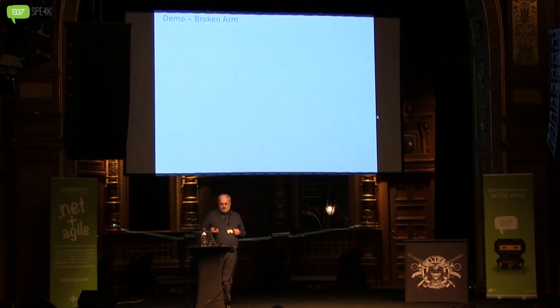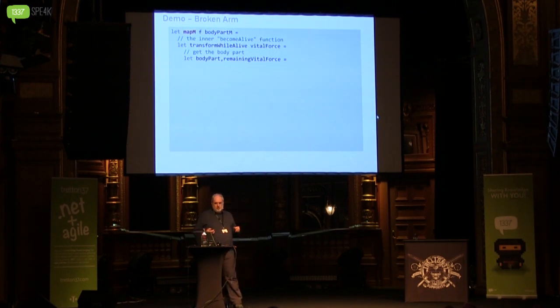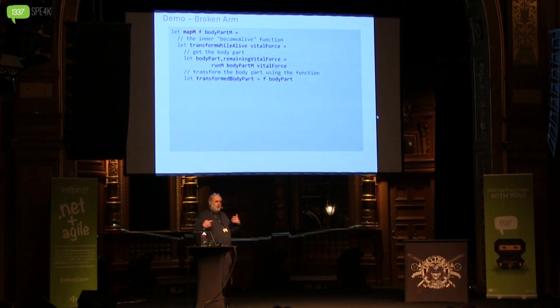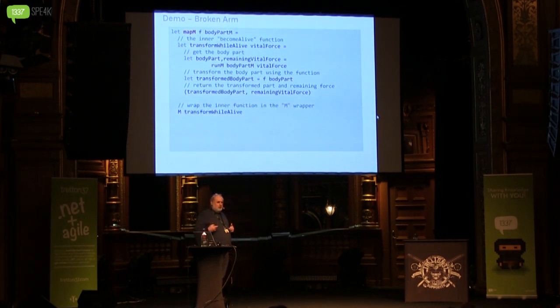But that's not the map function. So the map function looks like this. The map function has two inputs. It has a function that you're going to do the transformation with, and it has your M thing. And again, you have your become alive inner function, which in this case is a transformation function. It has some vital force that goes in as the input. You basically get the body part, the original body part, by running the thing with the vital force that you have. You then transform the body part using the function that you were given, and then you return the transformed part and the remaining vital force. So by doing this, of course, you wrap that inner function in this M thing.